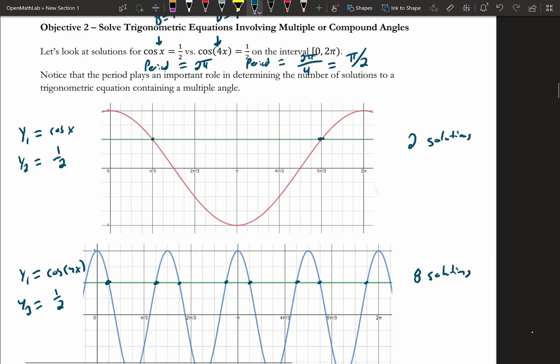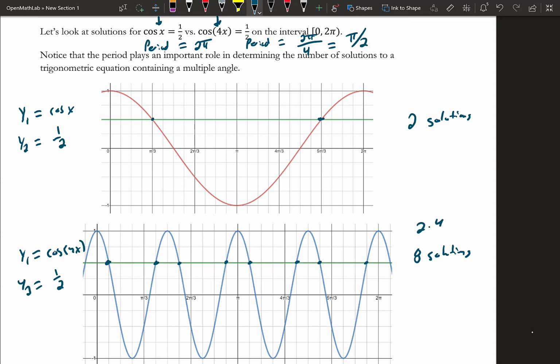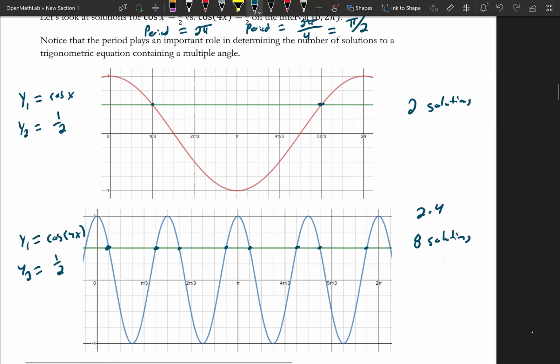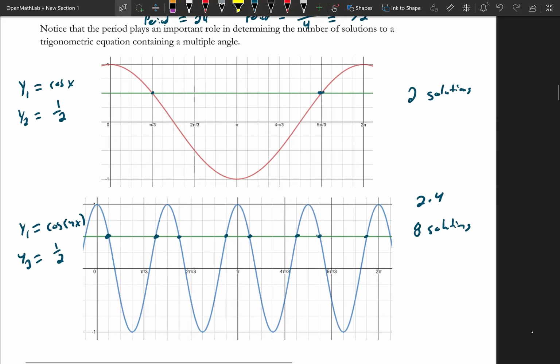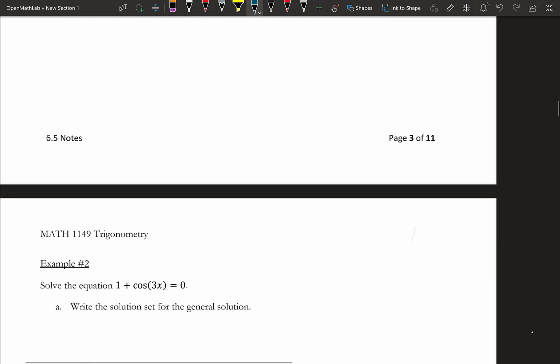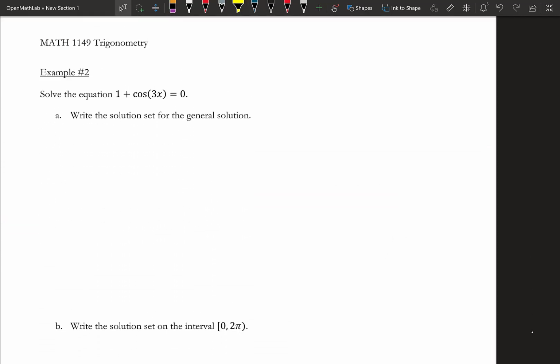And notice the b value is 4, and 8 is 2 times 4. So it's the previous number of solutions times the b value. In other words, we got 4 times as many solutions by having cosine of 4x. That's kind of interesting to think about. This little example is just trying to convince you how the period is going to impact the number of solutions to the trig equation. So that's what this statement is about. It plays an important role there. So let's try and look at some of these.